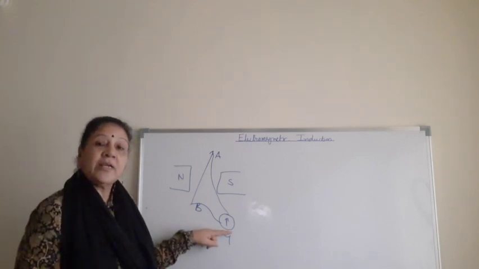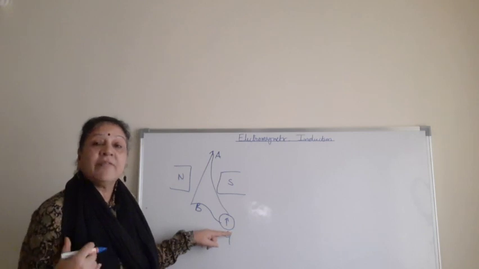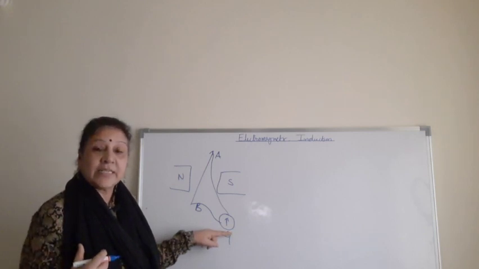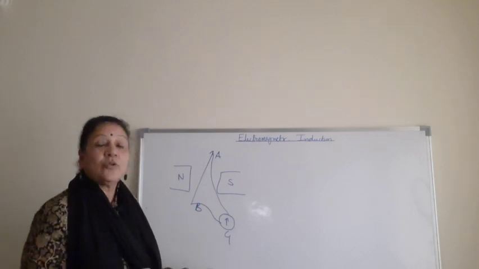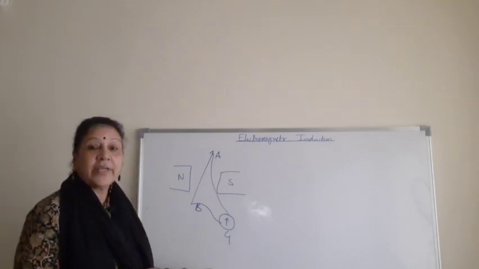How much electric current is flowing in the circuit is given by an ammeter. We have already discussed it. But a galvanometer shows us only the presence of electric current in a circuit.